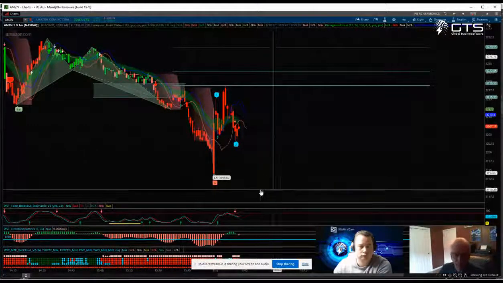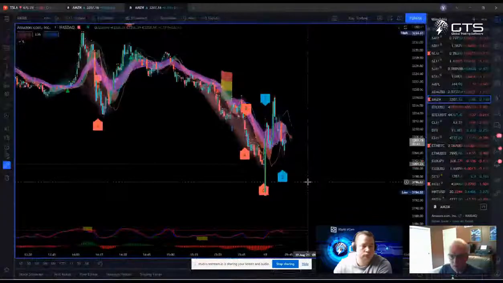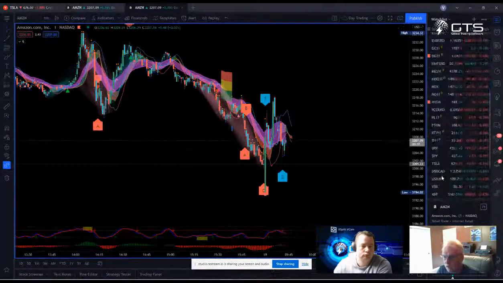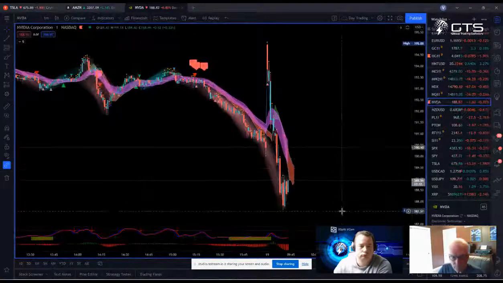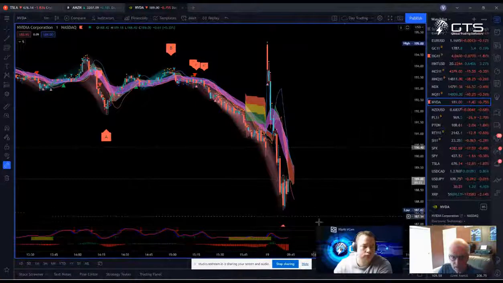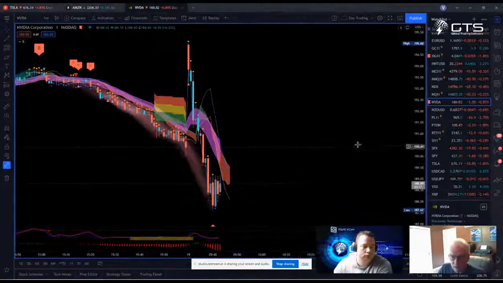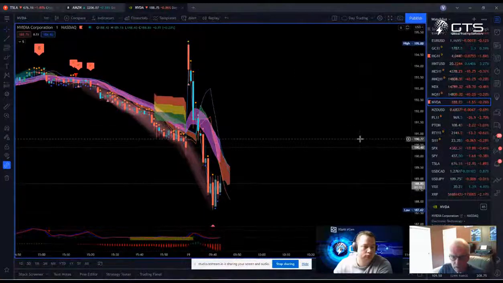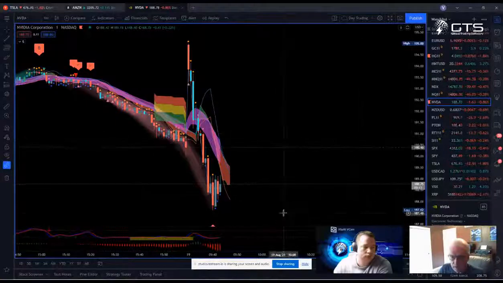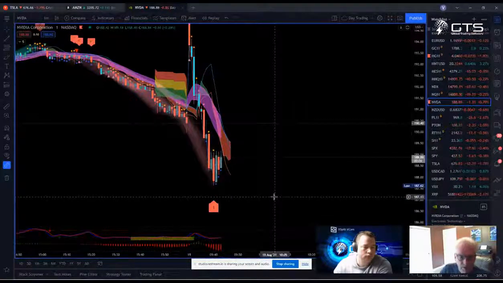I'm going to jump over to TradingView right now, and I'm going to see what Nvidia looks like at the moment. Nvidia also right now is on a downward swing. Now this one would be more of interest at the moment.